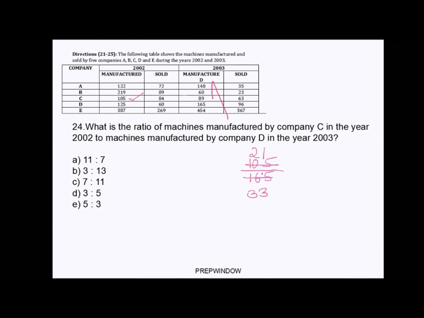That means 21 and 33 can again be simplified. Both are multiples of 3. 3 7s are 21, 3 11s are 33. So your answer is 7 is to 11, that is option C. Students, don't be confused with the first option. First option is not possible, that is 11 is to 7. So your answer is 7 is to 11, that is option C.